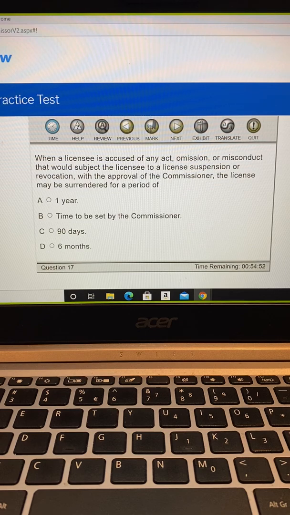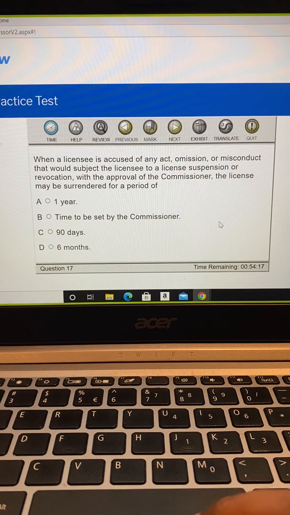All right, whose go is it? It's mine. When a license is accused of any act, omission, or misconduct that would subject the license to a license suspension or revocation, with the approval of the commissioner, the license may be surrendered for a period of 1 year. Isn't it 1 year? The dates are good. I think it's 1 year though. All right, I don't know.